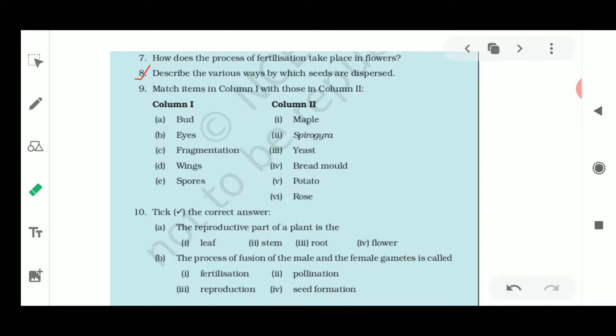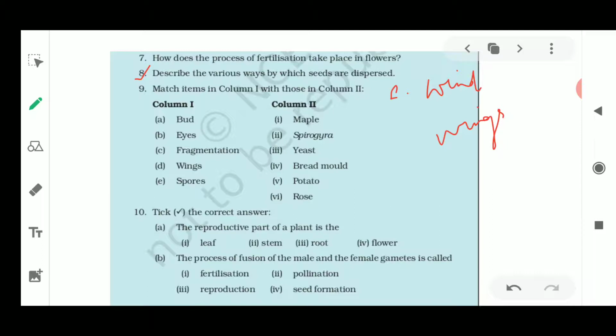So you will write the next heading as the various ways by which seeds are dispersed. First point will be dispersal by wind. Now the seeds which are dispersed by wind are lightweight, and they have hairs or wings on their surface so that they could float easily in the air and be blown with the air. For example, dandelion, maple, drumstick, etc. All these are examples of dispersal of seeds by wind.